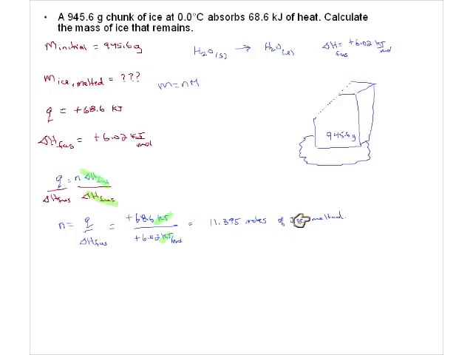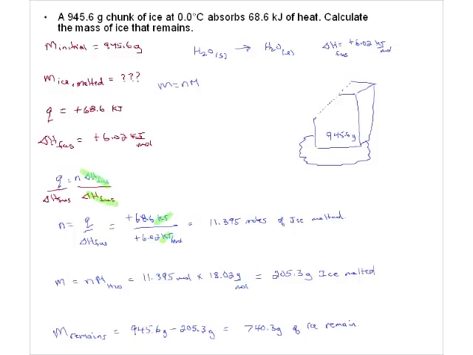Okay, now what mass of ice melted? Not a problem. If we can get the number of moles, we can find the mass, couldn't we? We do that by saying mass equals n times M of water, the molar mass of water, 18.02, 1 oxygen, 2 hydrogens. There we go. It works out to be 205.3 grams of ice that melted. Hey, we started with 945 and only melted 205. How much is left? Well, subtract them, right? And there we go. So the mass of ice that remains is 740.3 grams.